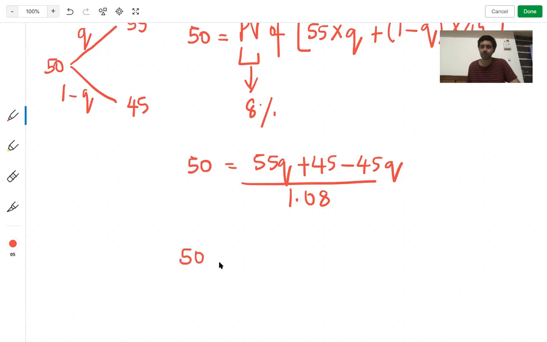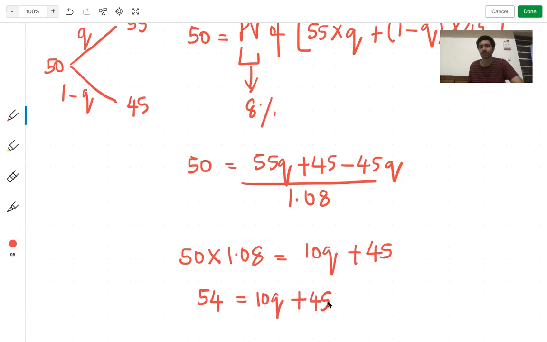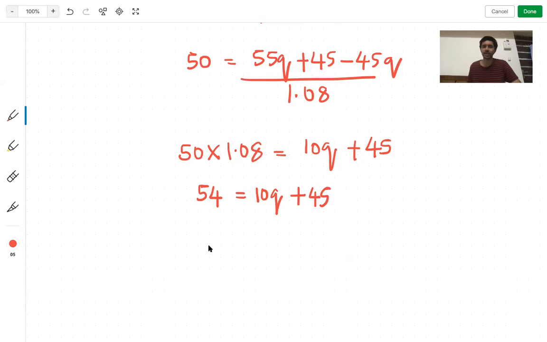If I move 1.08 onto the LHS, it will be 50 into 1.08 is equal to 10Q plus 45. 50 into 1.08 is going to be 54. So 54 is equal to 10Q plus 45. If we further solve for it, 10Q is equal to 9, 9 being 54 minus 45, and Q will be 0.9.